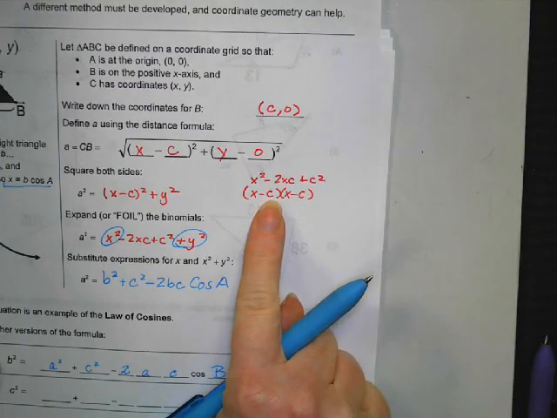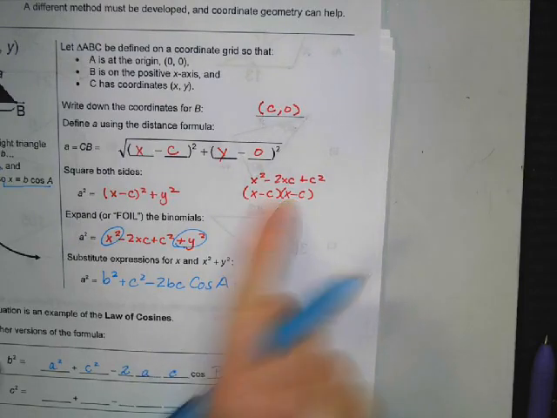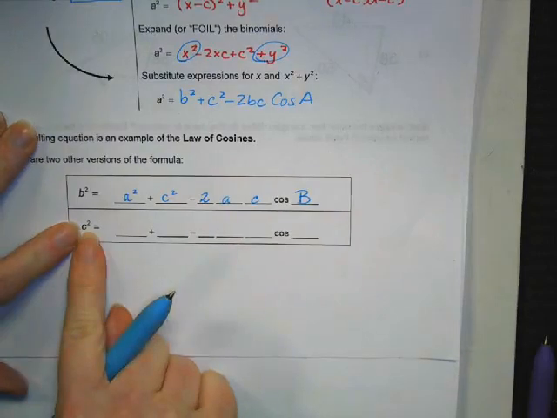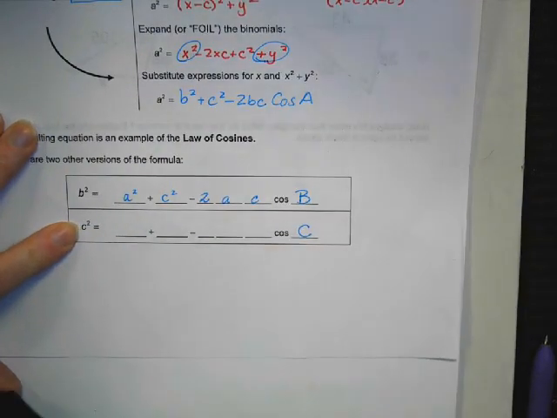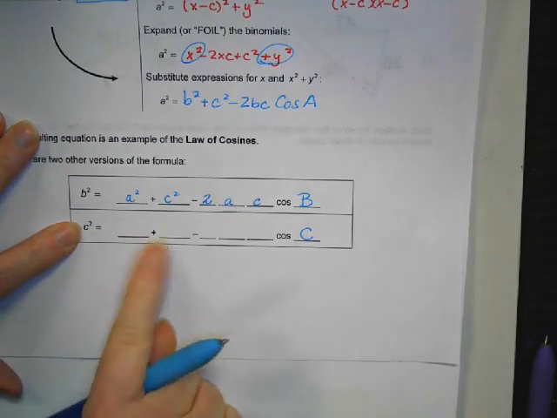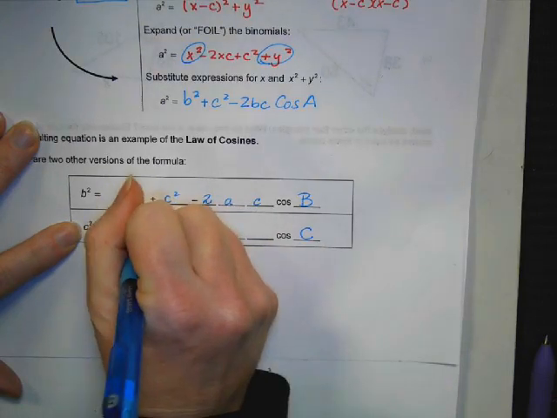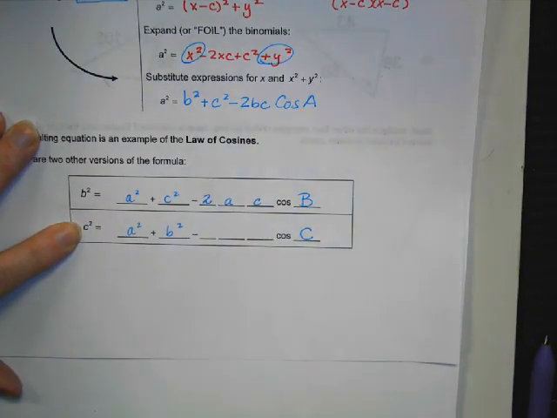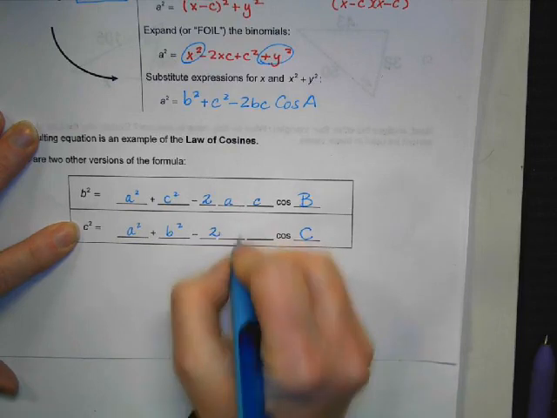Because when I FOILed out the x minus c, it would be x minus c and x minus c, so there's two of them. What? So, for c squared, that means it's going to be cosine c. The letters that go right here are going to be a and b minus 2 a, b.